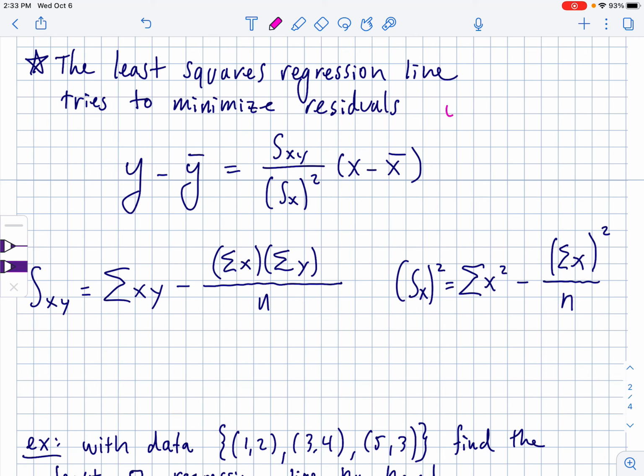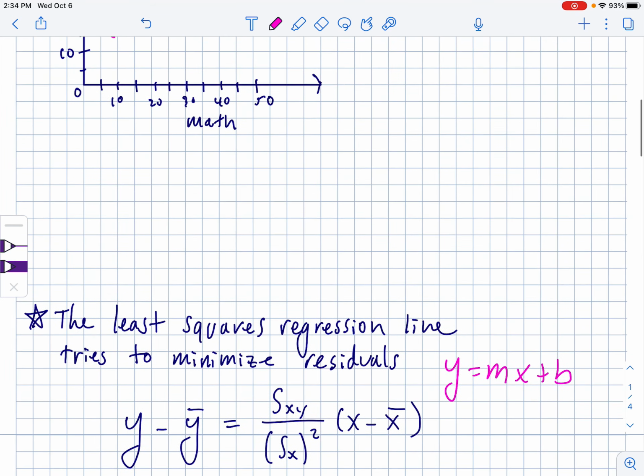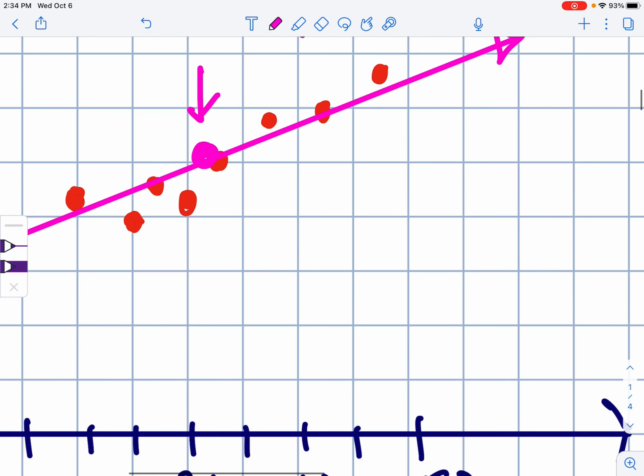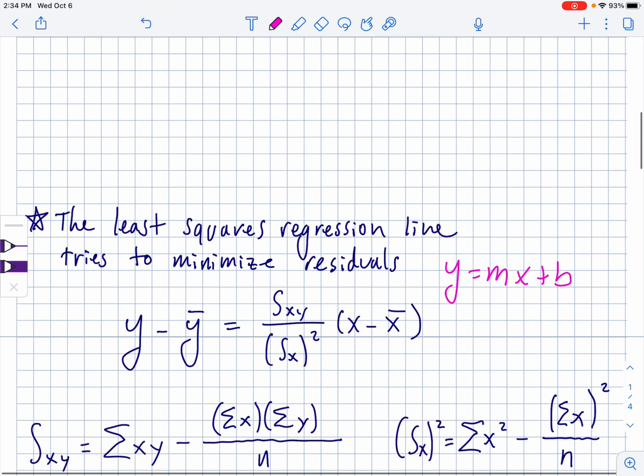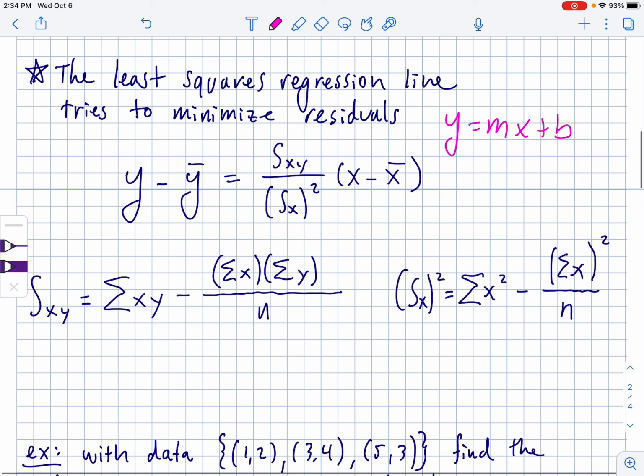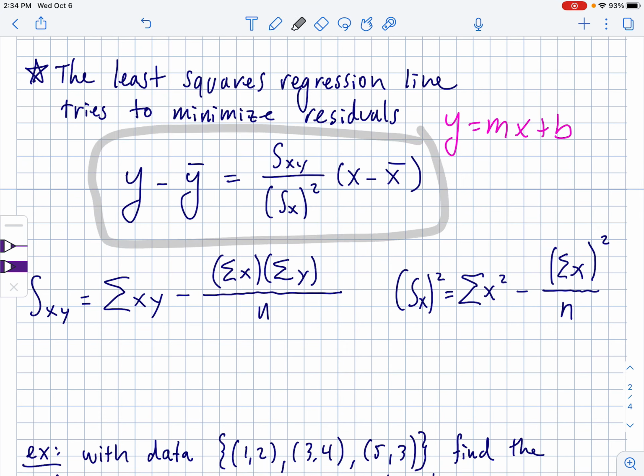There's another method called the least squares regression line. And this is going to be actually finding the y equals mx plus b of the line of best fit. It has to do with residuals. I don't know how much I want to go into the math behind it, but if we go back to this drawing, this distance from the dot back to the line, or this distance here, or this distance, is called a residual. And this least squares method tries to minimize residuals.